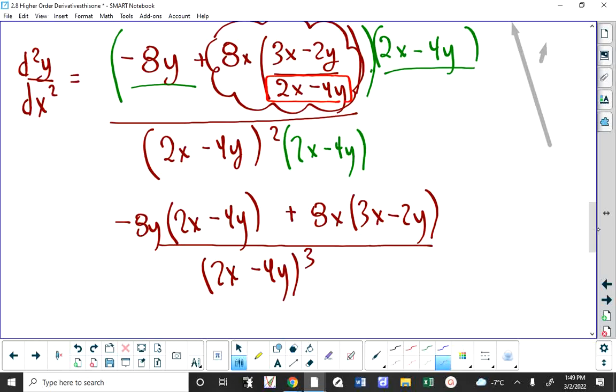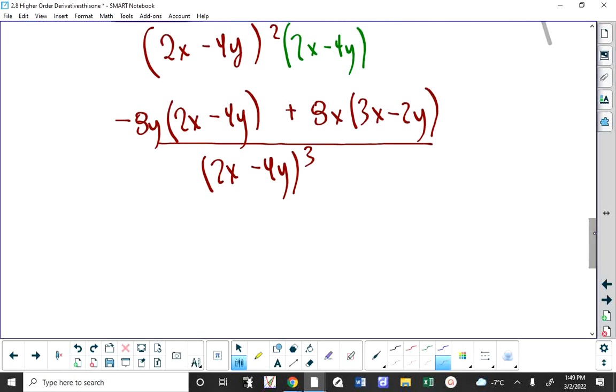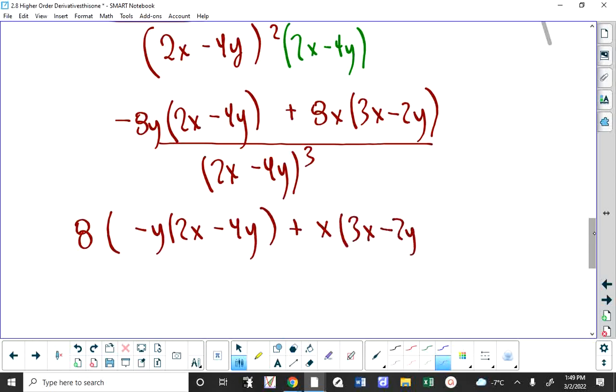Let's factor out the 8 out of the top. By the way, that's the only thing you can factor out, so it's not really that big of a deal. And we have negative y times 2x minus 4y plus x times 3x minus 2y over, and I'm going to do something with the bottom now. The bottom has 2x minus 4y cubed.